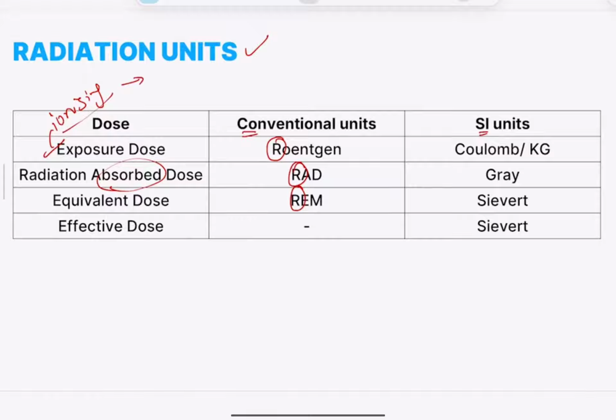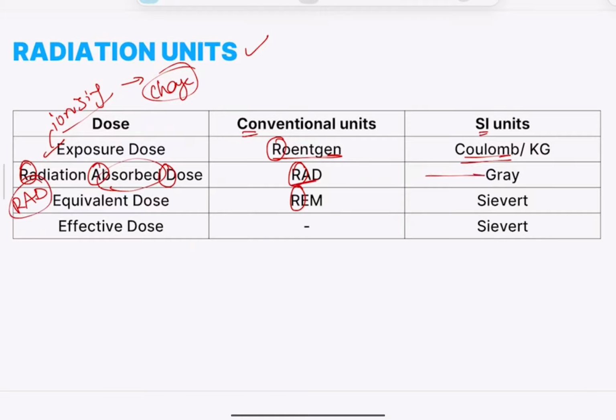Ionization means creating ion, the charges. So what is the unit for charge? Coulomb. So for exposure also ionization-wise coulomb per kg is the SI. Roentgen is the conventional unit for exposure. Remember Roentgen for X-ray discovery, radiation discovery. So first is Roentgen. For absorbed dose, radiation absorbed dose, RAD, it is RAD, the conventional unit.